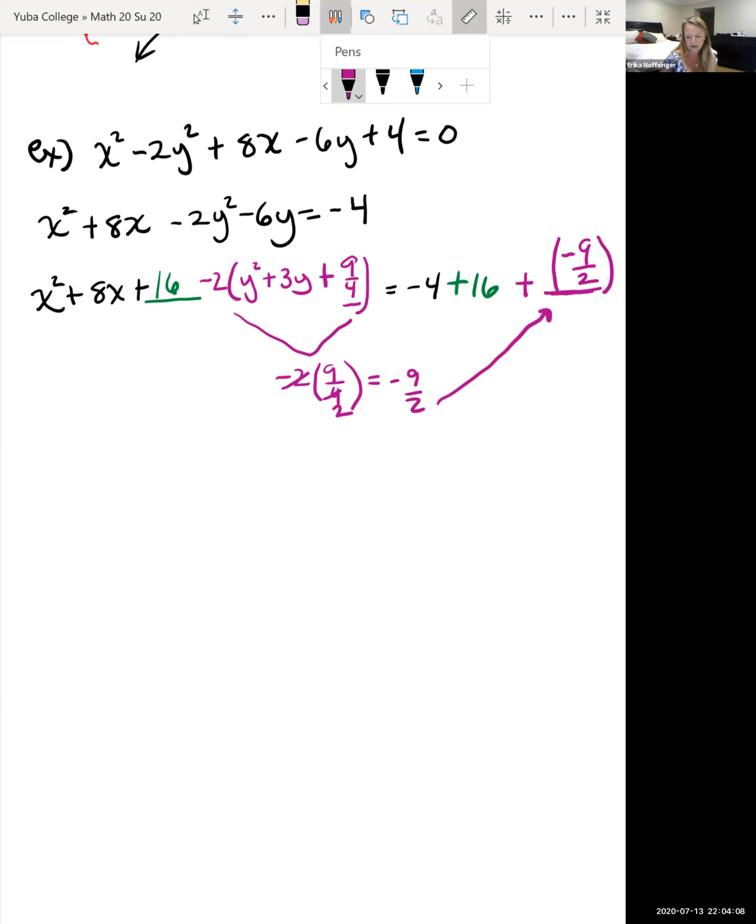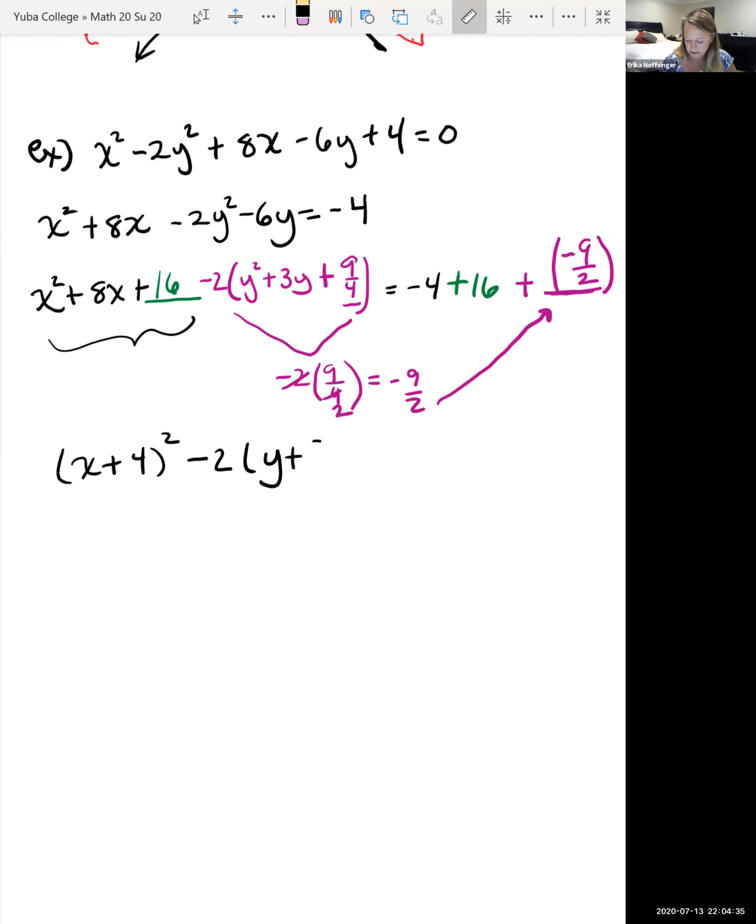Okay, so let's rewrite these as perfect squares. So x squared plus 8x plus 16, we manipulated to be a perfect square, and that is x plus 4 quantity squared. Then we have this -2 outside, and then we manipulated this y squared plus 3y plus 9/4 to be a perfect square, and that's y plus 3/2 quantity squared equals, well, -4 plus 16, that's 12.